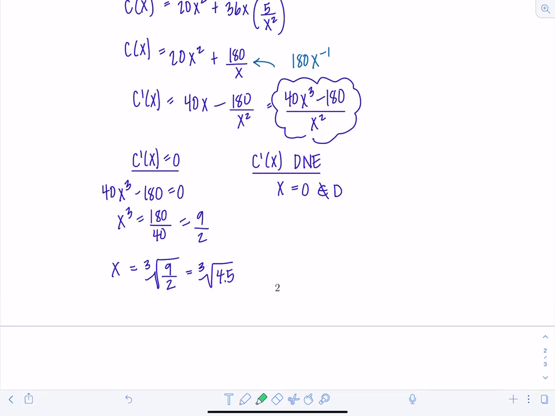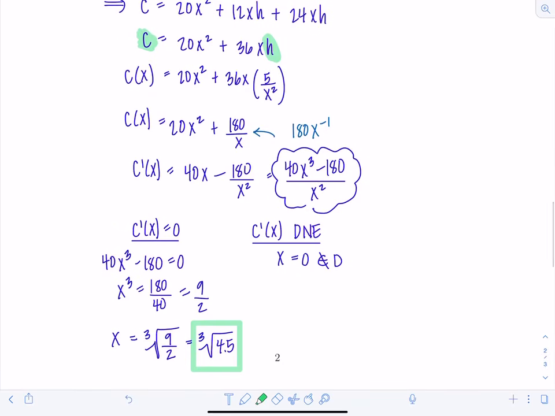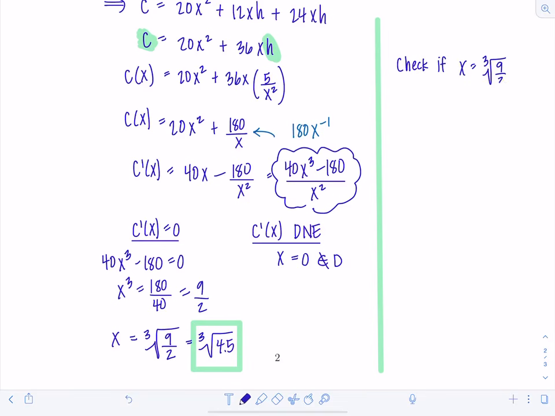All right, well, now that I have my critical value, what do I need to do? I need to confirm that this yields a minimum. And in order to do that, I'm going to apply the second derivative test. So I'm going to indicate that I'm doing that. I need to check if x equals the cube root of 9/2 indeed yields a min.